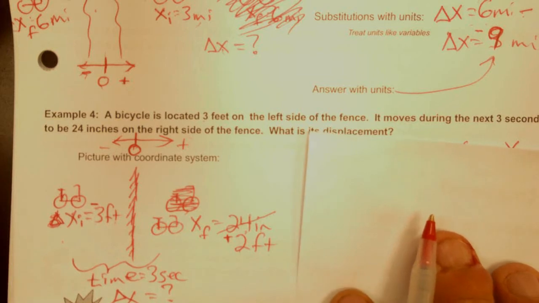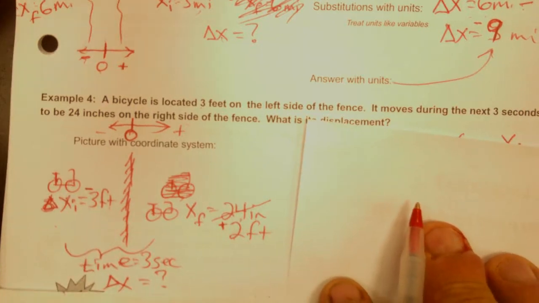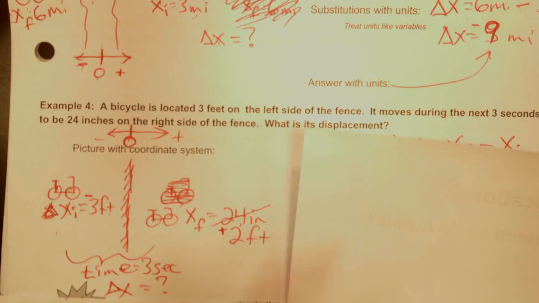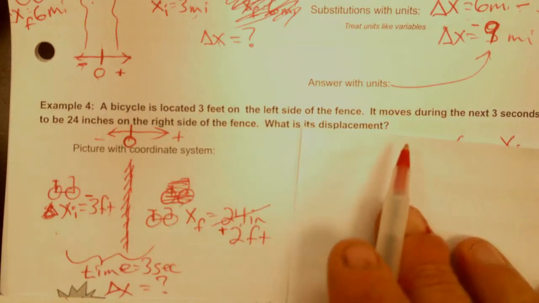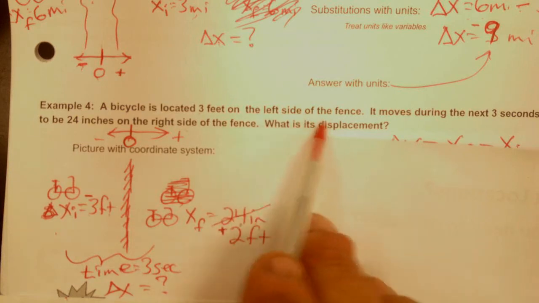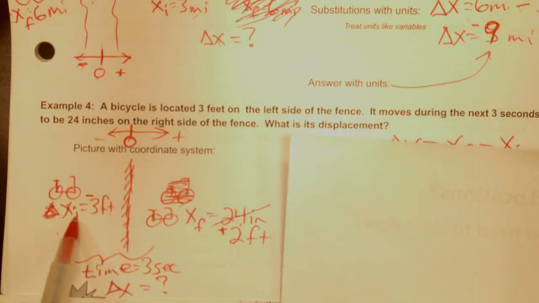Step number 2 is to label it. And so let's look at this. Here we have a fence. We start off with the bike located on the left side, 3 feet. So x sub i is equal to 3 feet.